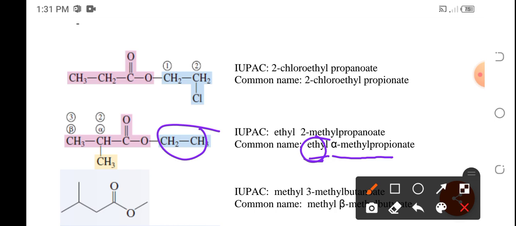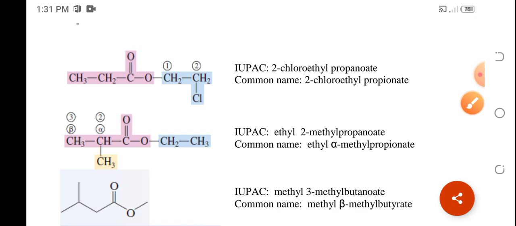This is the alcohol part. Bakit alpha, bakit alpha methyl? Because on the second carbon atom of this acid, there is a methyl group that has been attached on it. Propionic, because there are three carbon atoms in the acid's name, propionic acid. However, we are going to drop the IC acid and we have to add the ATE as a suffix.